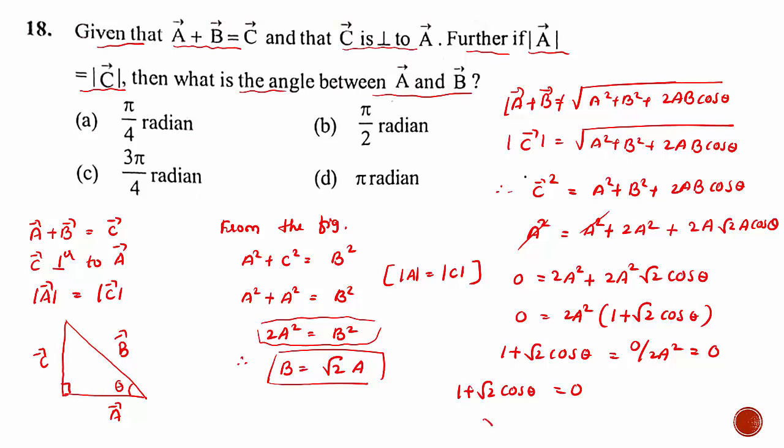Or root 2 cos theta, or simply we can write cos theta equal to minus 1 divided by root 2. Cos theta equal to minus 1 divided by root 2. So theta is equal to 3 pi divided by 4. Cos of 3 pi by 4 gives minus 1 by root 2. 3 pi by 4 radian means option C is the right answer.